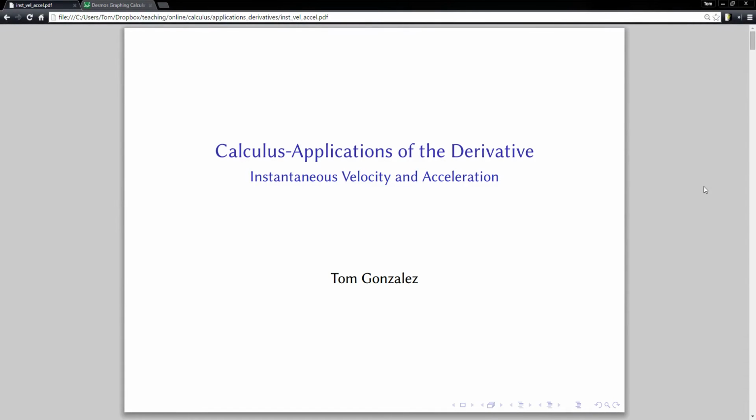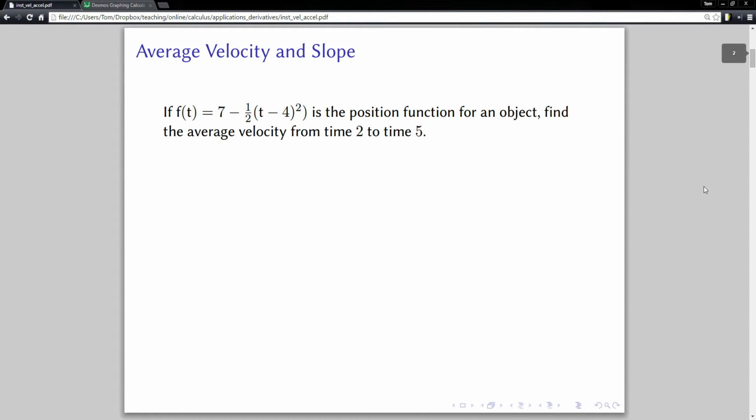In this video, we're going to talk about instantaneous velocity and acceleration. So in the last video, we talked about average velocity and said, hey, it's not a very good measure of motion or very good at describing motion, but we can use it to get a better description, and that's about what we're going to do now.